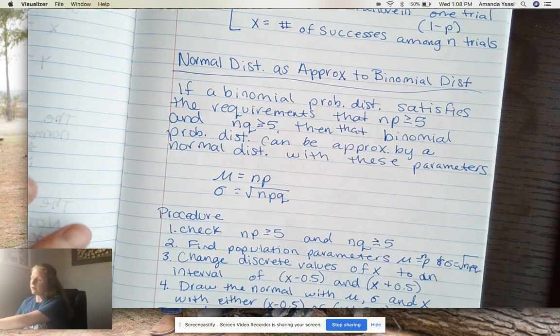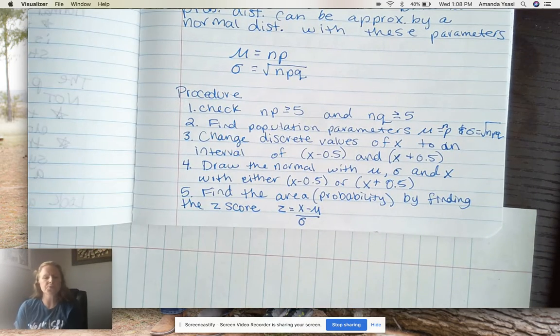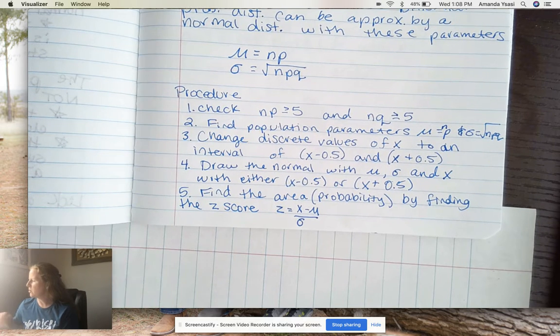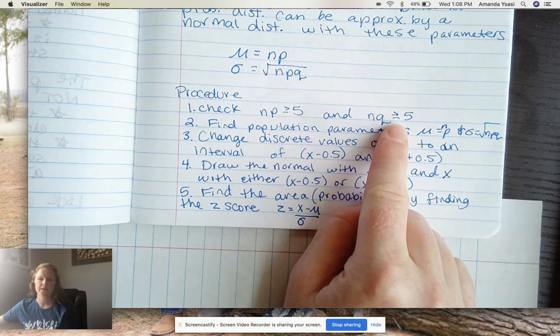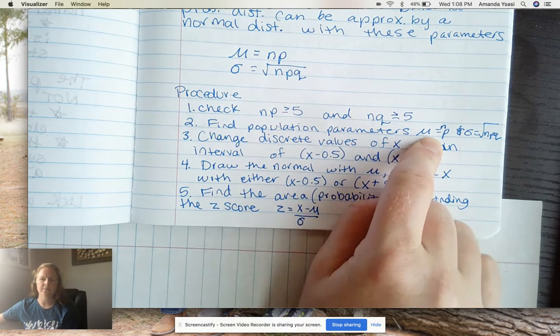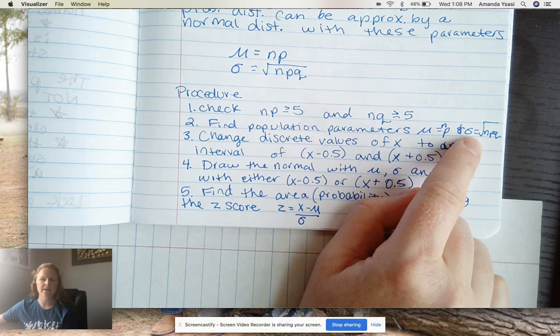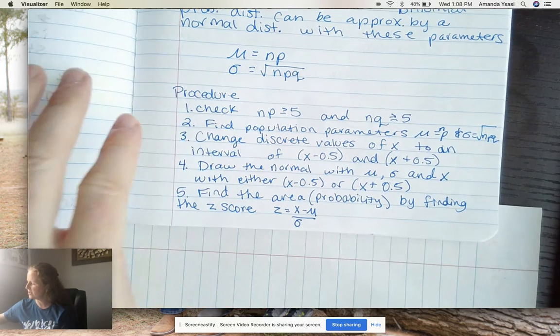All right, so here is how we are going to use binomial distribution and approximate it to be normal. You want to go ahead and write those 5 steps down, and then we'll take a look at it together. Step 1 is you're going to check that NP is greater than or equal to 5 and NQ is greater than or equal to 5. Then you're going to find the mu and then the sigma. I can't remember my signs right now. We wrote it down somewhere.